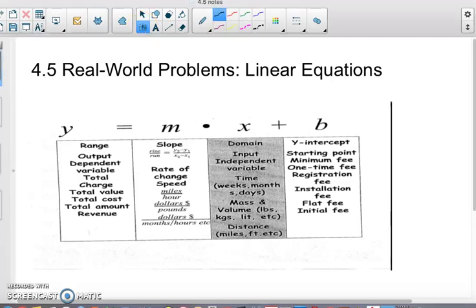You've made it to the last section. Today's lesson is on real-world problems, linear equations. Pause the video and take a minute to copy down this chart. This is going to be helpful to you in this lesson. Focus on the slope and the y-intercept pieces of the chart.